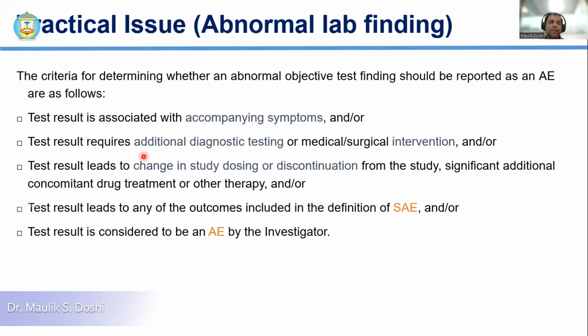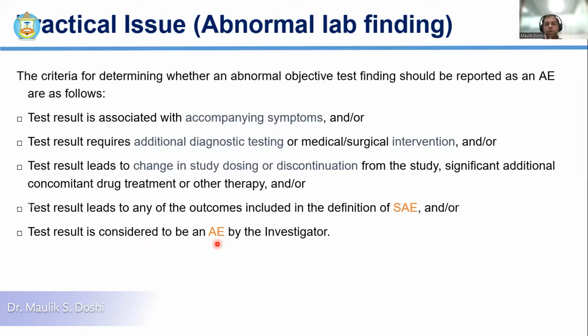Suppose someone is getting hypokalemia, so now a medical or surgical intervention is required. Medically, you need to give potassium. So that hypokalemia is an abnormality and it is an adverse event. Sometimes the test result leads to a change in study dosing or discontinuation. If something like this happens, then that abnormality becomes clinically significant and should be labeled as an adverse event. The other example is that the test result is considered so by the investigator, because the investigator might feel that, according to him or her, it is a clinically significant adverse event.